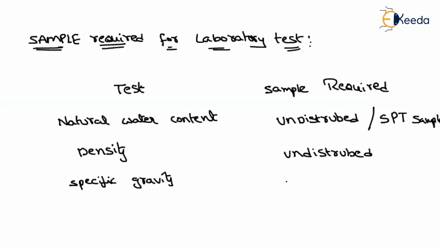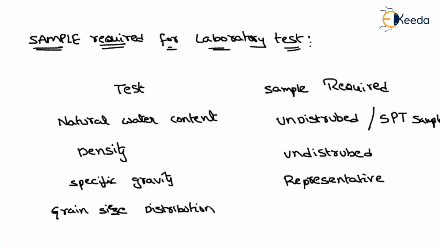Next, specific gravity. For specific gravity, we can use the representative sample. That means moisture content and mineral content should be the same. Similarly, grain size distribution, that means sieve analysis. To determine the type of soil, again we have to go for the representative sample. Why? Because here we are only interested in finding the size of the soil, not their structure. So that's why in grain size distribution we go for the representative samples.